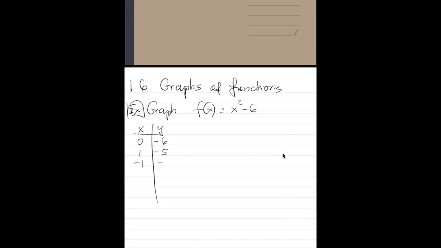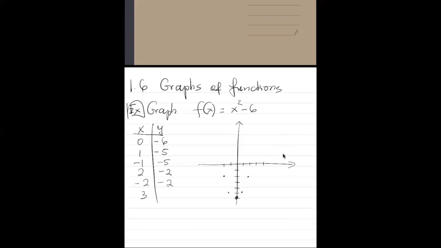-1 squared is 1, -6, -5. 2 gives -2, and -2 would also give -2, and so on. Let's plot these points and pick a scale. So this is 0, -6. The other point is 1, -5, and -1, -5, and 2, -2, and -2, -2, and we can do 3.